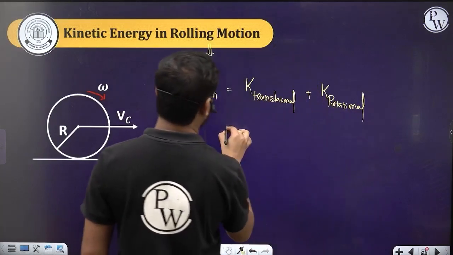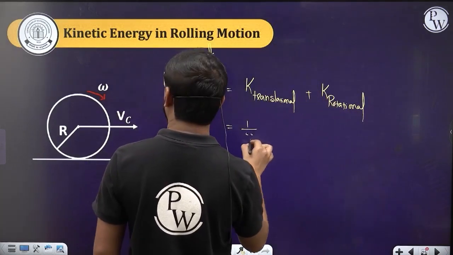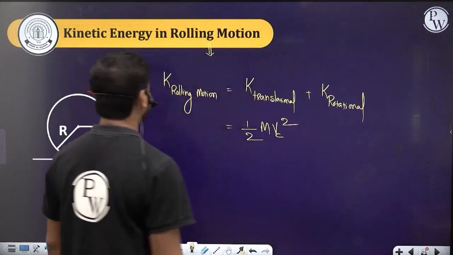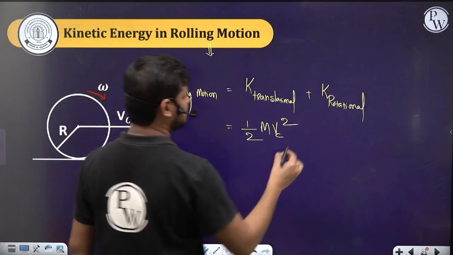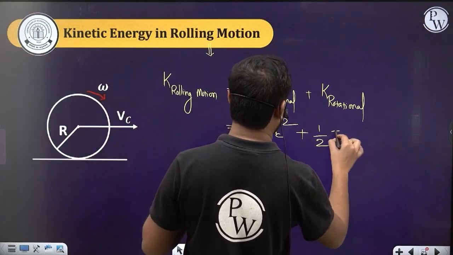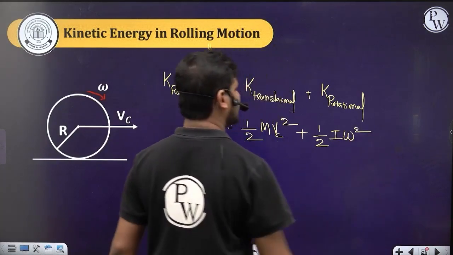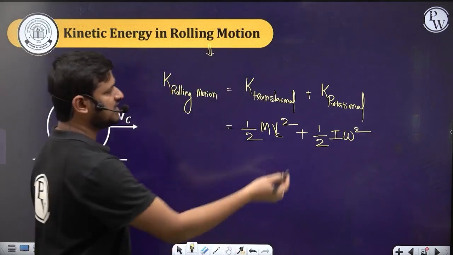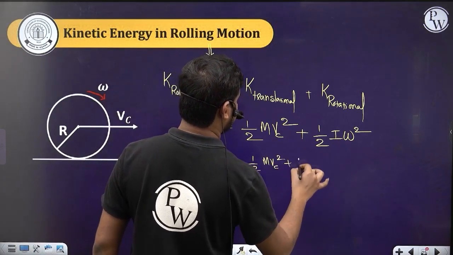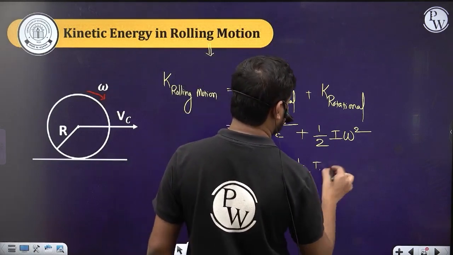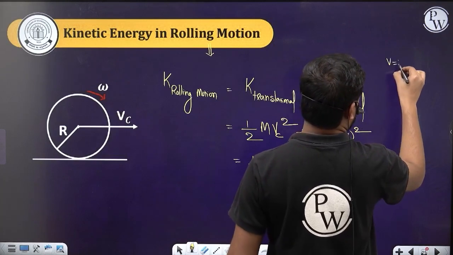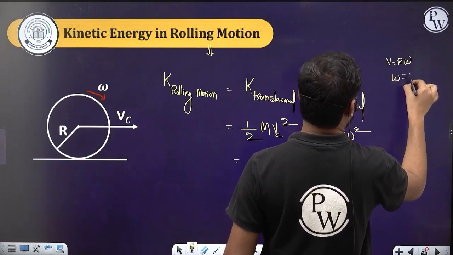So what is the kinetic energy of the translation motion? Half m vc square, since the center of mass is moving with the velocity vc, plus half I omega square. In place of omega, you can also write vc by r, because v is equal to r omega, from there omega is equal to v by r.